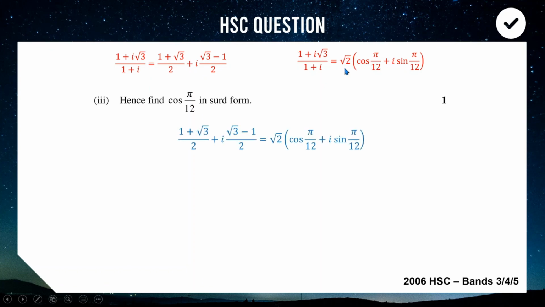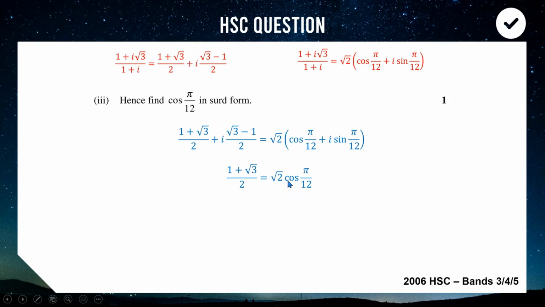However, these two are equivalent. They are just different forms for the same complex number. So we can say that our answer from part 1 is equivalent to our answer from part 2. Okay? Now, as with any complex number, if we have two complex numbers that are equal, it means that their real parts are equivalent and their imaginary parts are equivalent. From this, we can say 1 plus root 3 divided by 2 is equal to root 2 times cos pi on 12. Okay, so real part equal to real part.